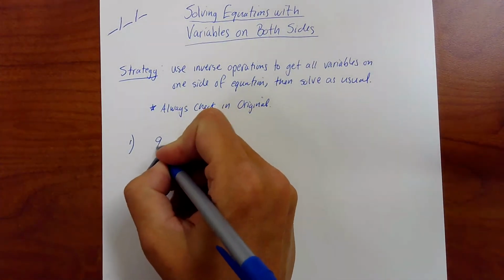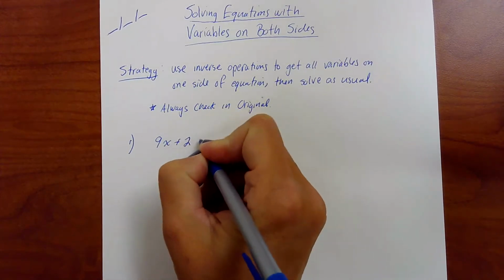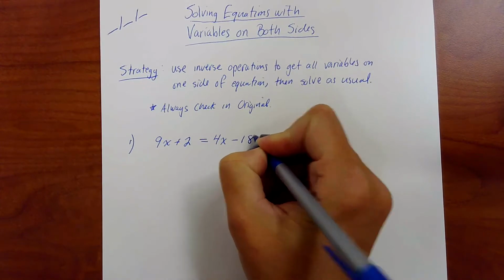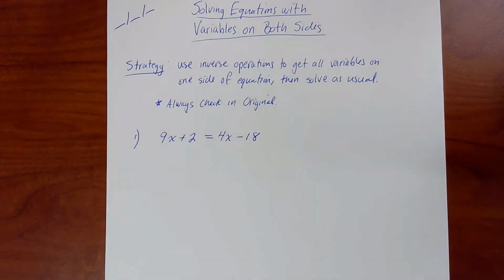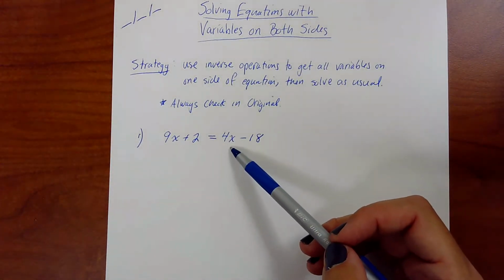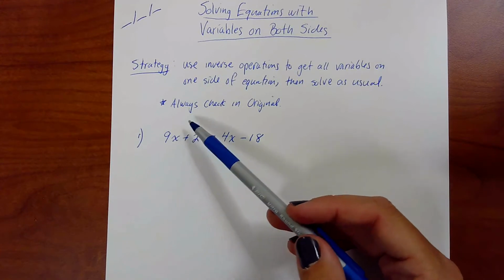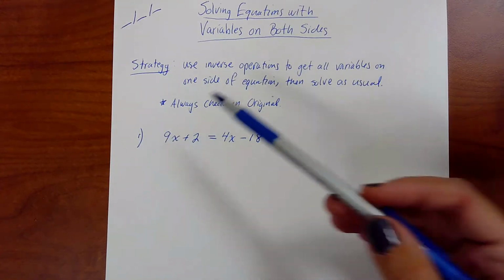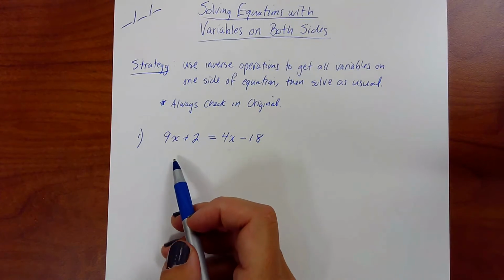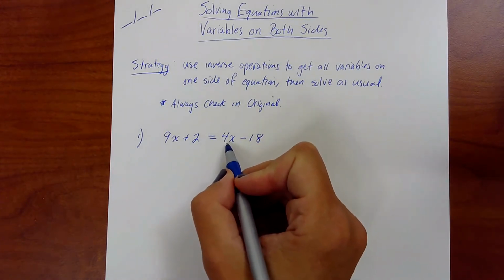Let's say it was 9x plus 2 equals 4x minus 18. Okay, so strategy. We either want to get rid of the 4x on this side, right, get it over here, or get rid of the 9x on the left side. Either strategy is correct. I usually try to figure out, well, I kind of just want to deal with a positive number of variables, so I'm going to get rid of this 4x.